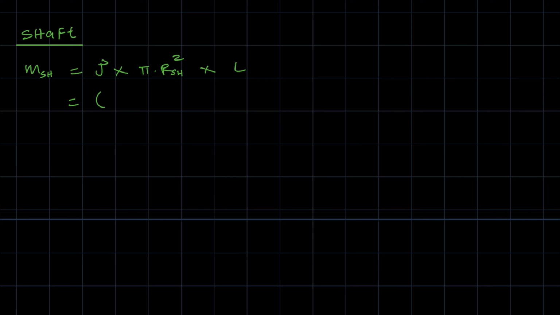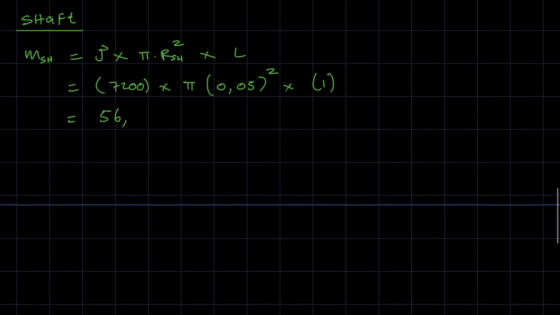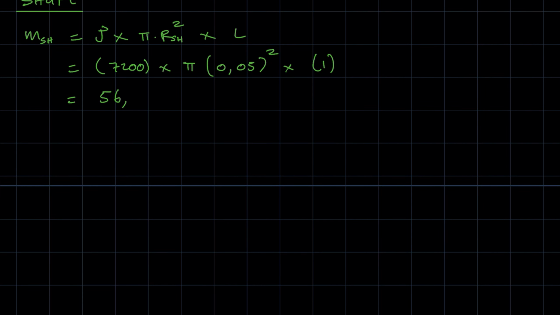So this is equal to 7200 times pi into the radius of the shaft. Remember, the shaft is 100 millimeters in diameter, so all you do is divide that by 2, so you have 0.05, squared, times the length, which is 1 meter. Punching this in your calculators, we get the mass of the shaft as 56.549 kilograms.